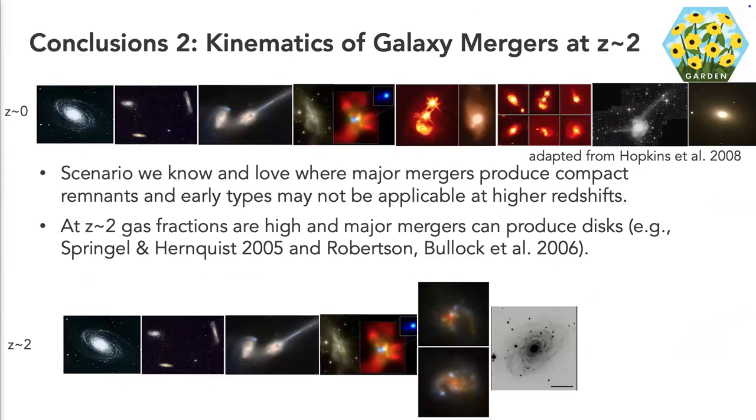Last slide. We love this scenario where Phil Hopkins put together this wonderful figure, which I bastardized, showing how mergers form LIRGs and then form an early type. Perhaps at redshift 2, you have galaxies that merge, these gaseous mergers, that then form a disk. So you have these kind of Franken disk merger objects.